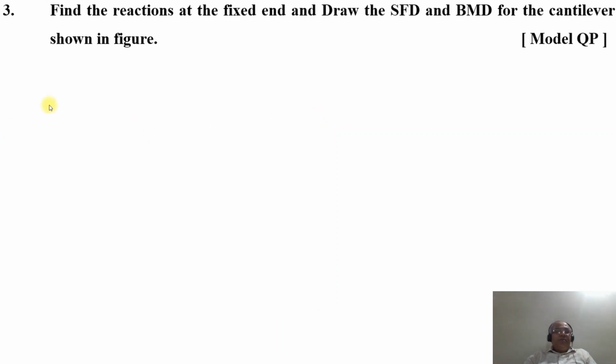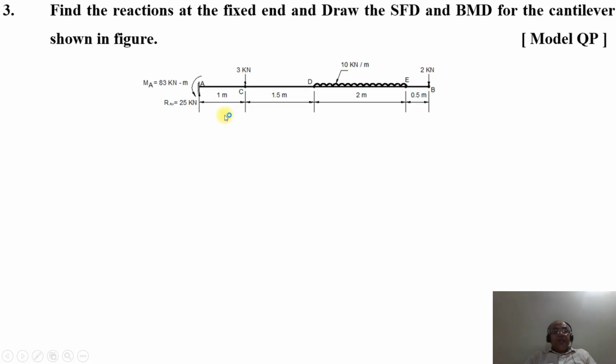Now, in this video, we are going to take up one more problem on the cantilever beam, problem number 3. Find the reactions at the fixed end and draw the SFD and BMD for the cantilever shown in the figure. So here we have a figure of a cantilever fixed at one end A, and the other end B is free. We have a set of point and UDL loads.